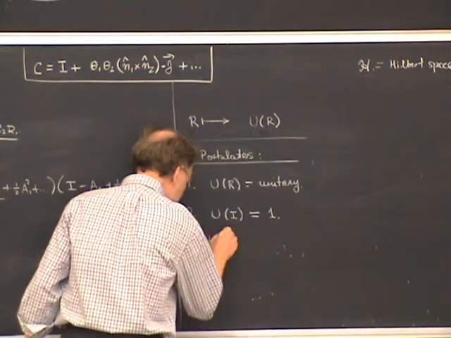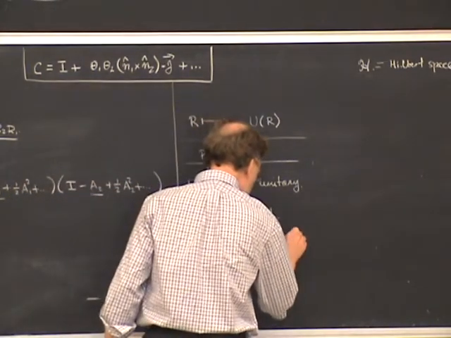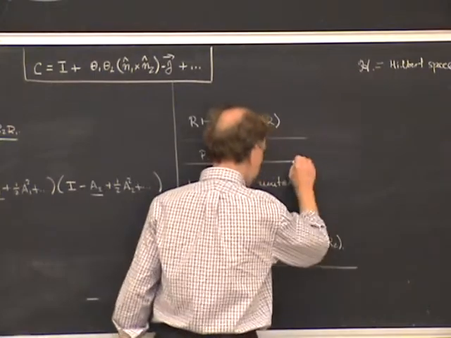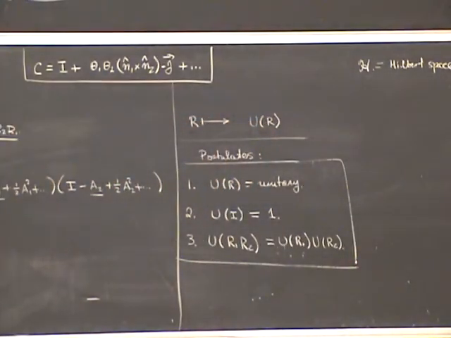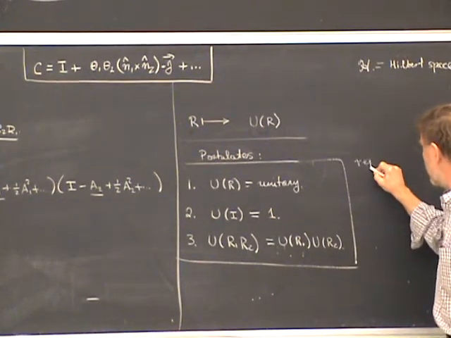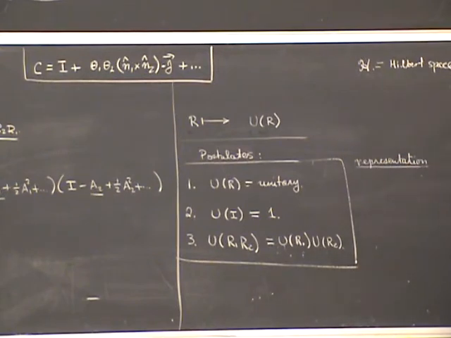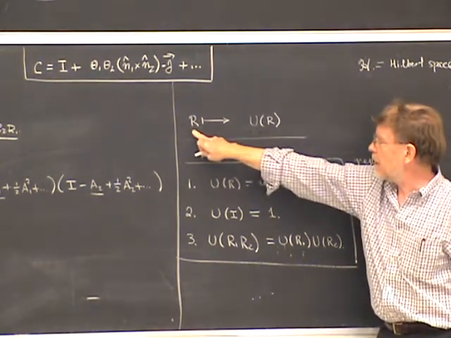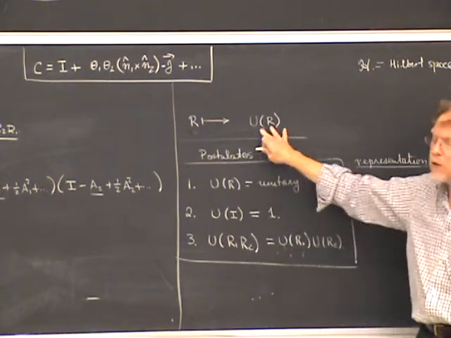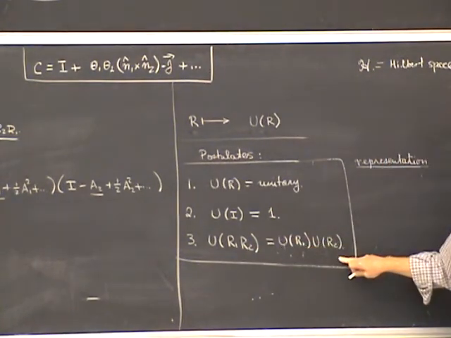And the third requirement, which is less trivial, is that if we take the unitary operator corresponding to a product of rotations, it should correspond to the product of the unitary operators. Like this. And these are the requirements we'll impose. Now, if we find a set of unitary operators that satisfy these three postulates, then what we say is that we have a representation, which is the magic word here. It's used frequently in quantum mechanics. More exactly, this mapping that takes you from the classical rotations to the quantum rotations is a representation of the classical rotations by means of unitary operators which act on the Hilbert space. That means that these unitary operators reproduce the multiplication law of the classical rotations. That's the idea.